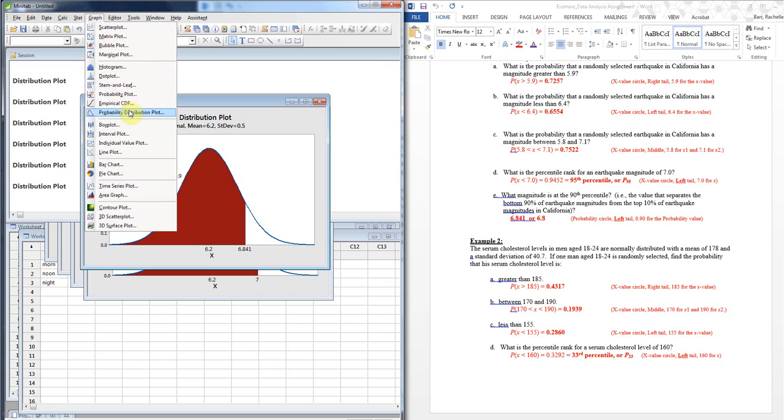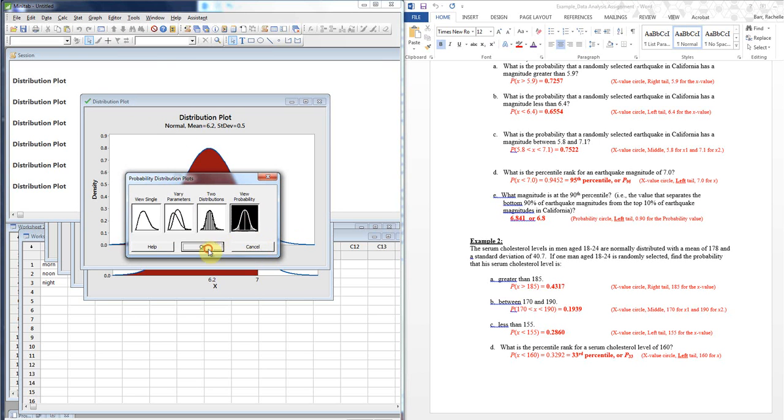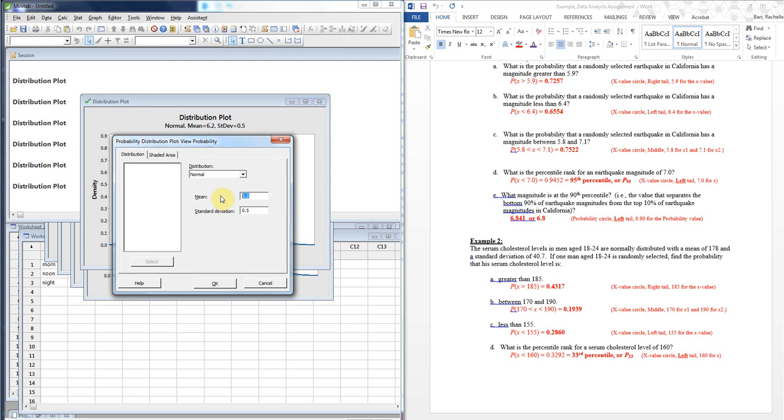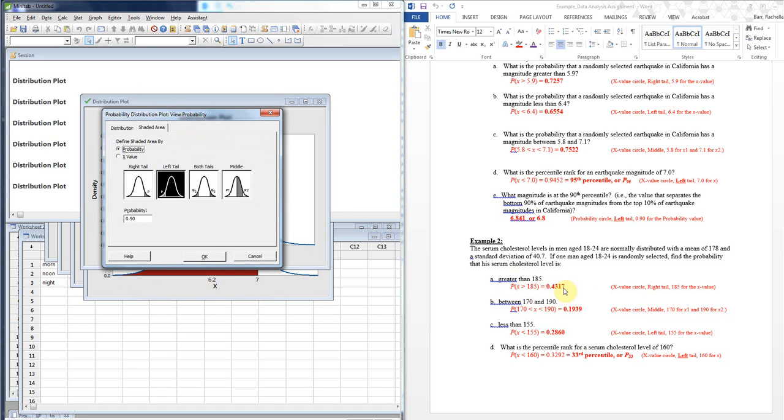So let's go ahead and hit graph, probability distribution plot, probability view. We're still on the normal. I have a different mean though, 178, and a different standard deviation, 40.7. And now we're looking at area greater than 185. Oh, this is on probability, isn't it? Little p's above. So notice how the little pictures above tell you that it's a probability, and the x's on the bottom tell you that you're dealing with a score, not a probability.